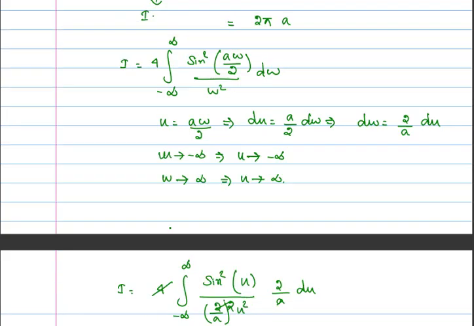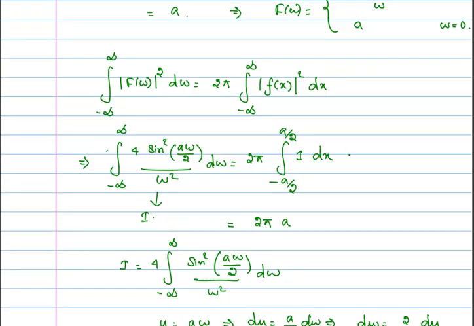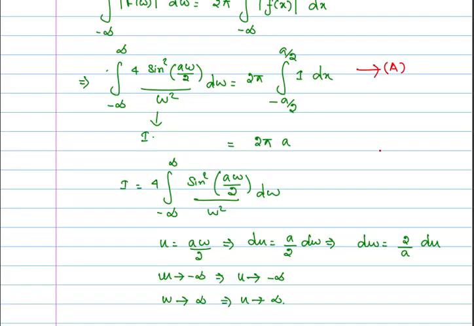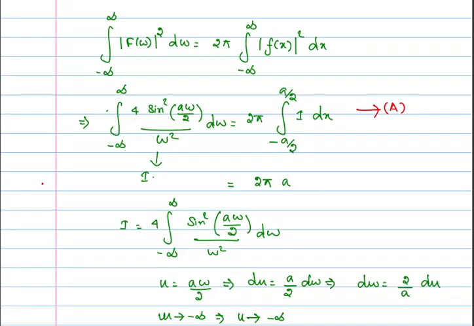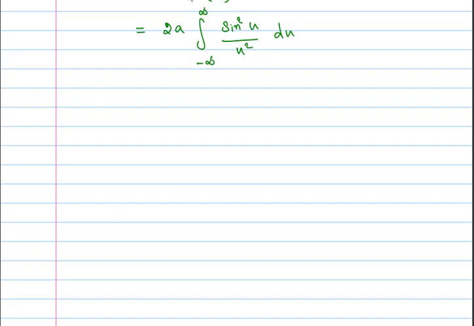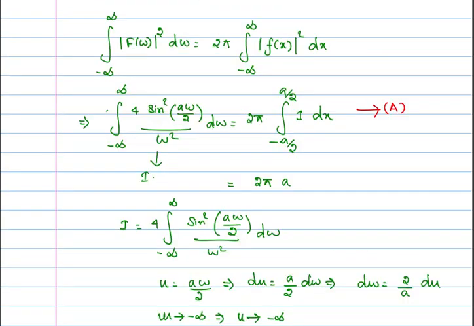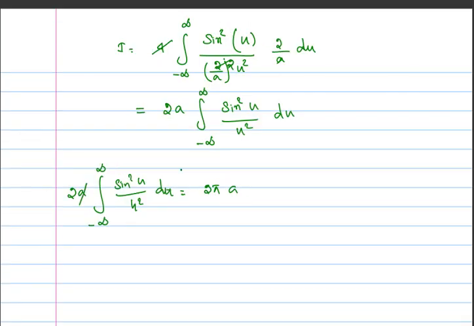So this integral only I want to evaluate. From this result, this is equation number a. From a, the integral from minus infinity to plus infinity of 2a sin square u divided by u square times du equals 2 pi times a. That we already evaluated. So now you look, this a will cancel and this 2 and this 2 will cancel.